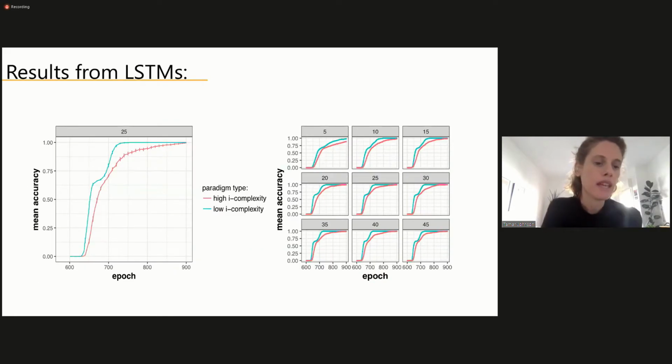And these are the results from the LSTMs. So with the neural networks, we do see a clear effect of I complexity. You can see here the neural networks trained on low I complexity paradigms in blue, and their performance was higher than networks trained on the high I complexity paradigms. And the same trend is seen in the picture here that you see on the left, the enlarged picture with one size of the network, but we also ran different sizes of networks and saw the same pattern.